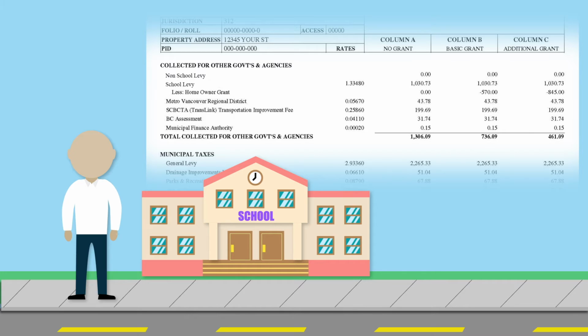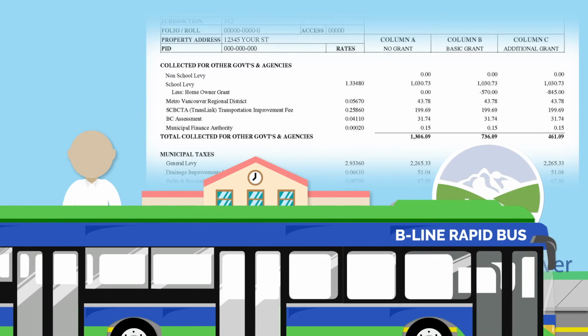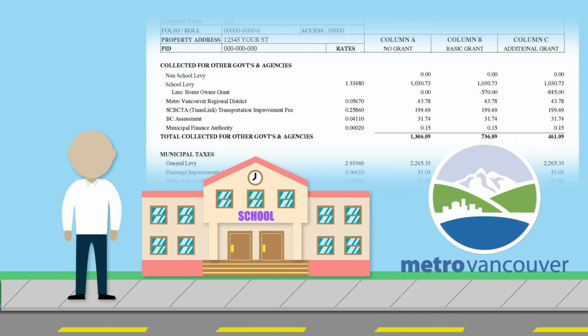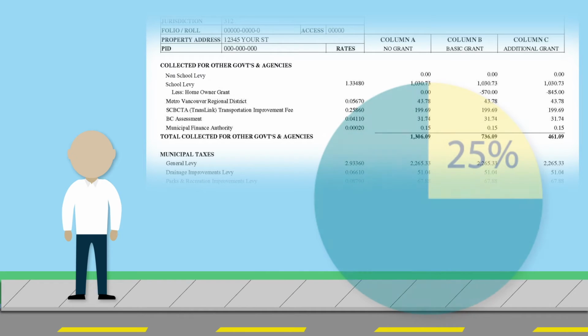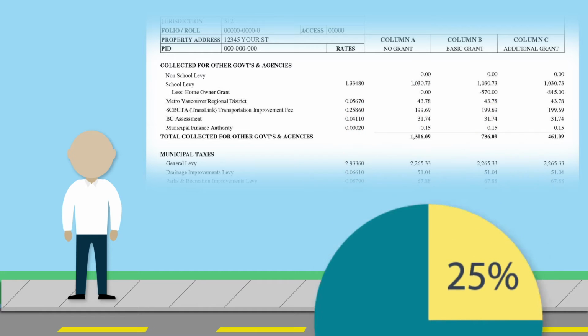In addition to the school taxes, there are also amounts collected for the Greater Vancouver Regional District, TransLink, and amounts to fund the operation of BC Assessment and the Municipal Finance Authority in BC. The combination of these other government collections can represent a quarter of John and Jane Doe's annual taxes.